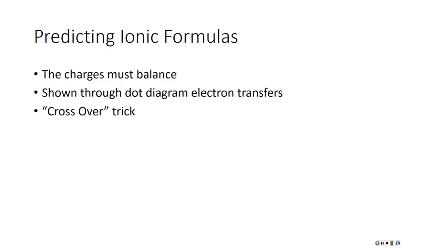Na2S. So the 1 here becomes a subscript, the 2 becomes a subscript, so you end up with 2 and a 1. And that's called the crossover trick. It works because what you're actually doing is balancing charges, but it's a very simple way to do it. And this works for ionic compounds.